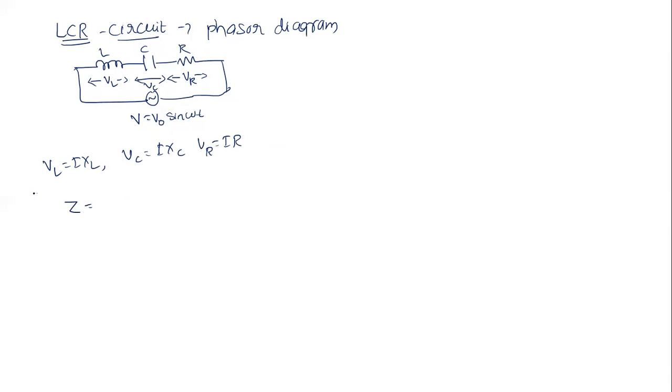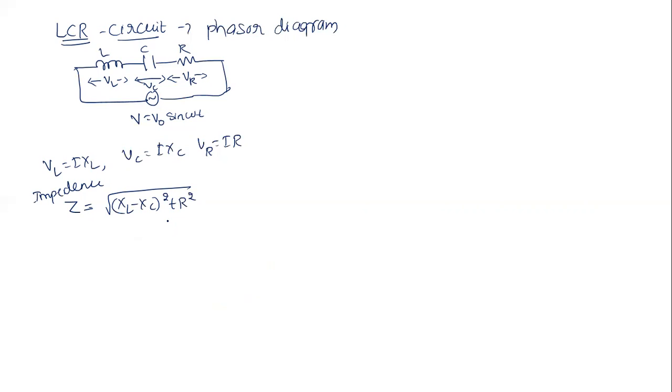This is what we call impedance. What is impedance? It is the effective opposition offered by the LCR circuit to the flow of alternating current. That is what we call impedance. This impedance is given by the formula Z equals square root of XL minus XC whole square plus R square.